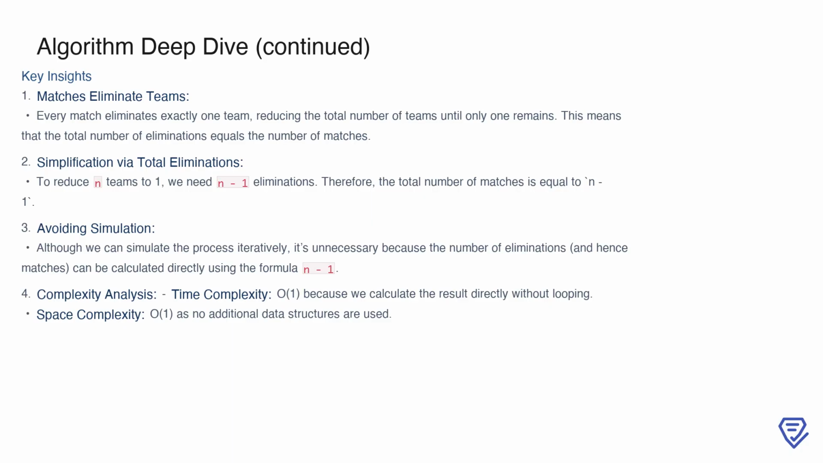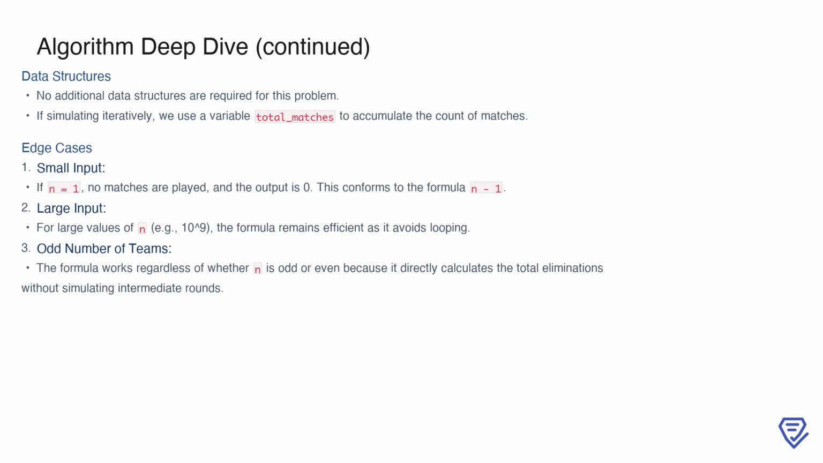In terms of complexity, the time complexity is O(1), since the result is calculated with a single subtraction, and the space complexity is also O(1), because no additional data structures are needed. For this problem, no additional data structures are required. If we were to simulate the process iteratively, we'd only need a single variable, total_matches, to keep track of the count of matches. Let's also consider the edge cases.